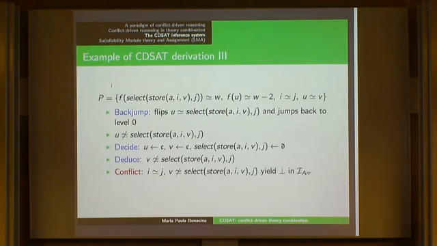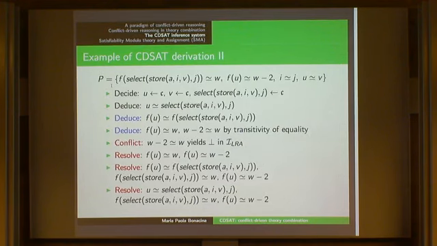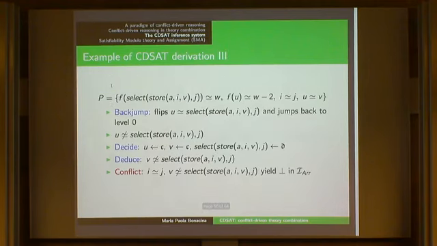So continuing, what happens now is we backjump, because the U equals select store that we were left with is a topmost assignment that is Boolean, so we can backjump, we flip it, so it becomes negated. And we jump back to level 0 because this belongs to level 0. Since its justification, if you go back, actually came from level 0, because it comes from this decision and from this other decision.